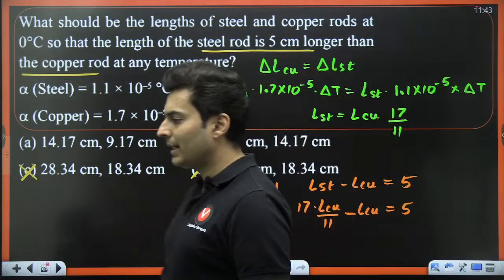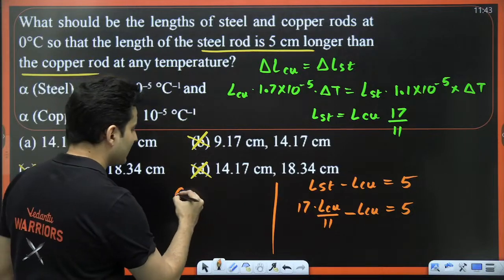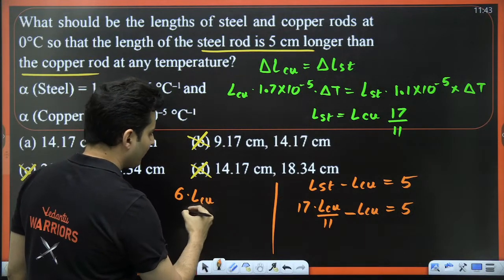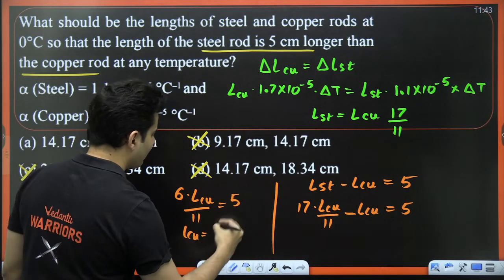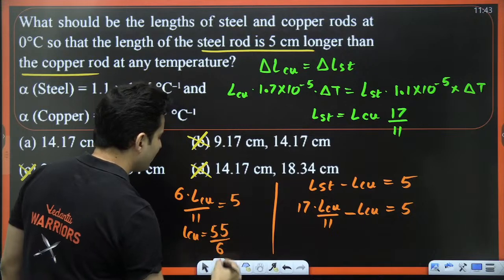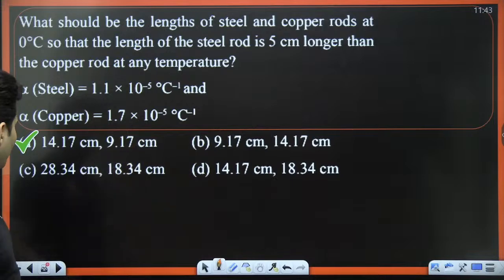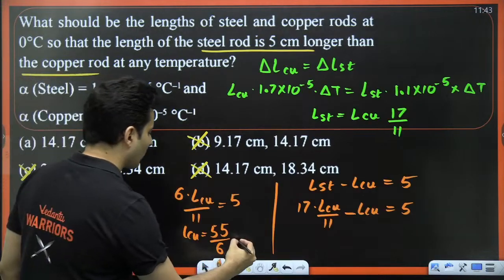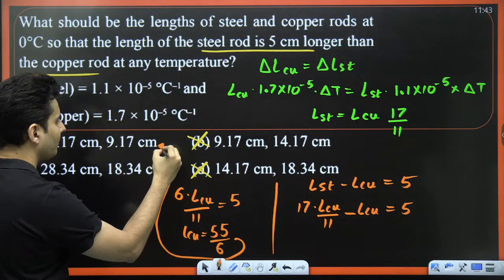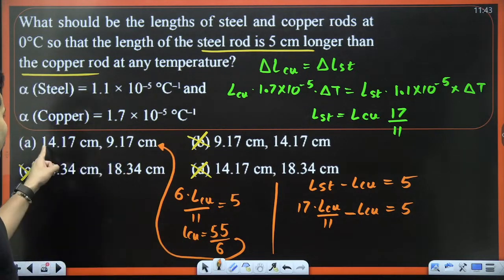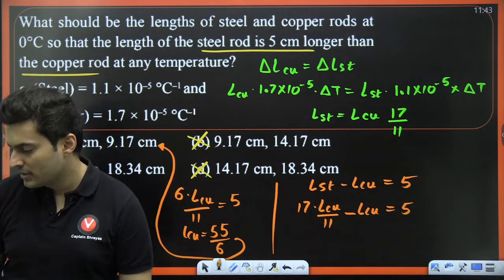Correct? Correct, everyone? Now 17 by 11 minus 1 is basically 6 times length of copper divided by 11, equal to 5. So length of copper will be 11 fives are 55 divided by 6. 55 divided by 6 should be 9.16. Check it out, that will be this number over here, 9.17. So you add 5 centimeters to it, you will get 14.17. Is that okay, my dear warriors?